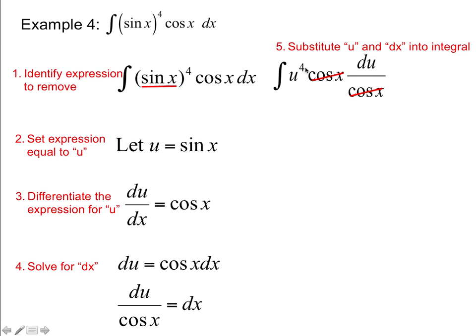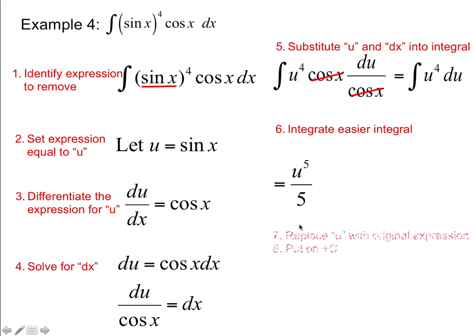So I'm going to rewrite this now. And after I did that canceling, the simpler integral looks like that, which is a lot simpler than this. So we're going to go on to step 6 and take the antiderivative of this. So we can use our power rule. We're going to bump up that power to 5 and divide by the new power, 5. And then we're going to do our 7-8 combo here, step 7 and step 8. We're going to take the u and replace it with its original expression. So this is going to be sine to the 5th power divided by 5 plus c.